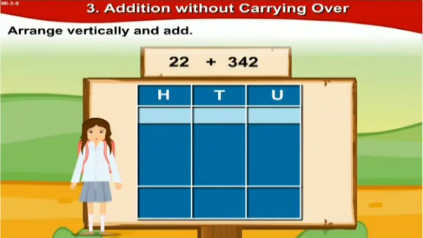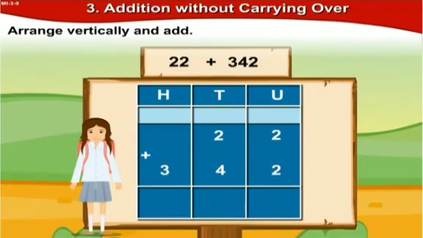Next is 22 plus 342. We'll arrange them vertically, writing HTU. Now 22 would be 2 tens, 2 units, plus 342 would be 300, 4 tens, 2 units.